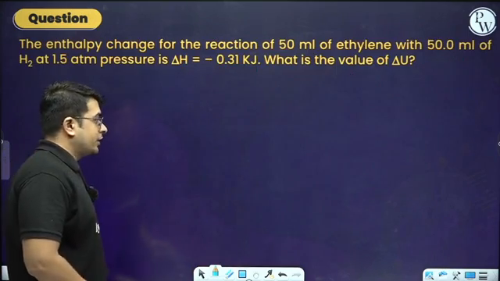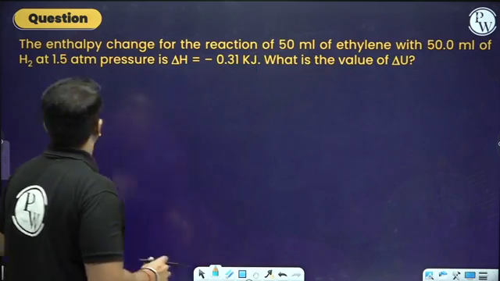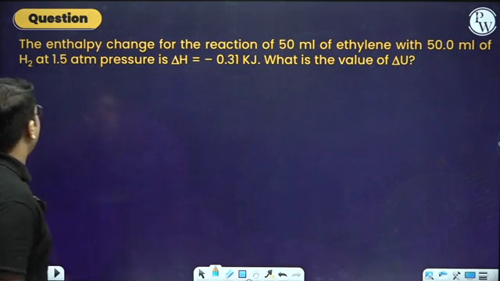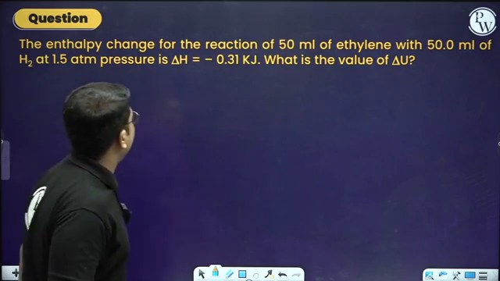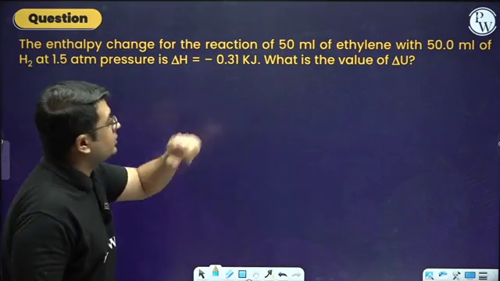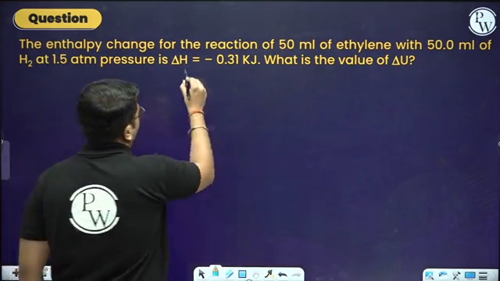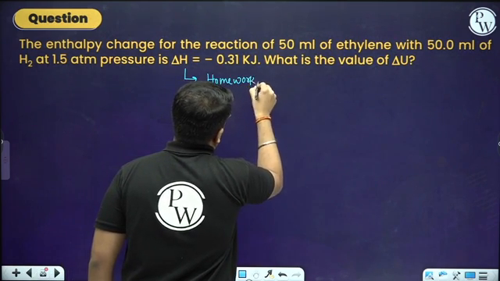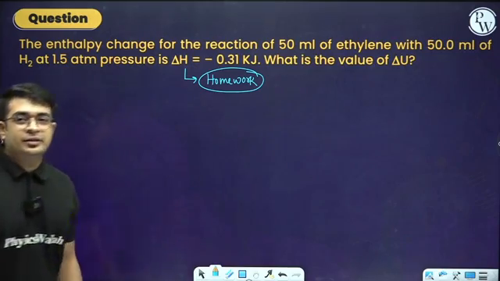So we have calculated the entire part. Next question: the enthalpy change for the reaction of 50 ml of ethylene with 50 ml of H2 at 1.5 atm pressure is this. What is the value of delta U? I am giving you this question for homework. Again, apply the same equation and try to calculate the final answer.